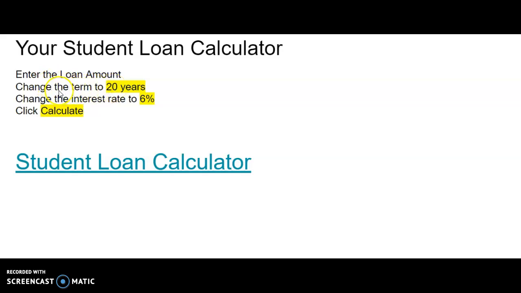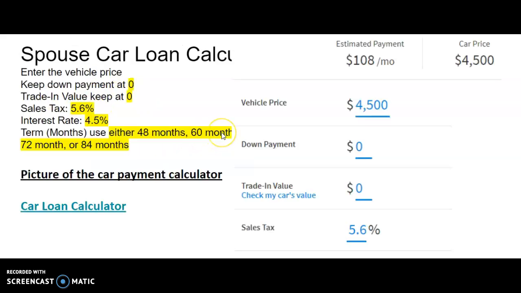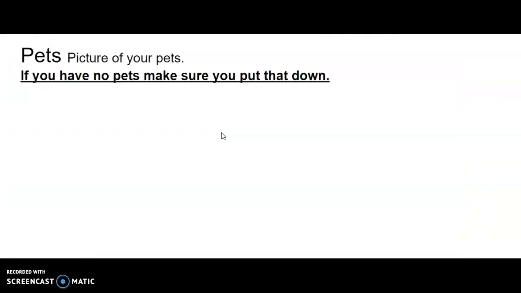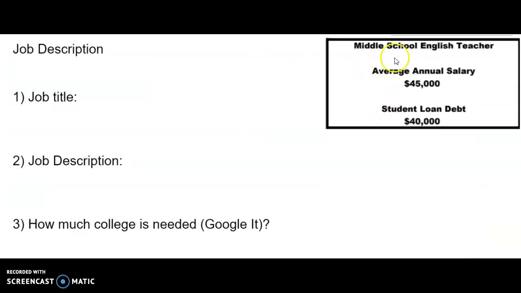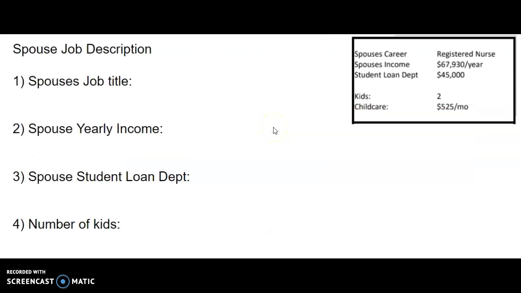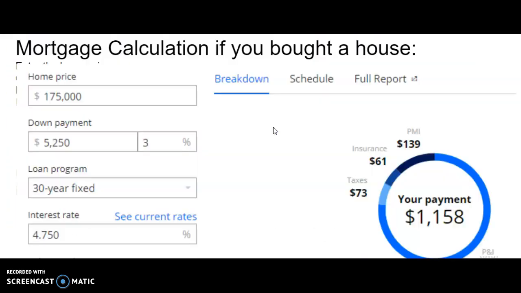So you're going to change the term to 20 years, and the interest rate is going to be 6%, and then you have to click the calculate button. Let's say you wonder, how much is the student loan? Well, you have to go all the way back to your first or second slide and find your card. Right here, the middle school English teacher took out $40,000 in student loan debt. So $40,000.